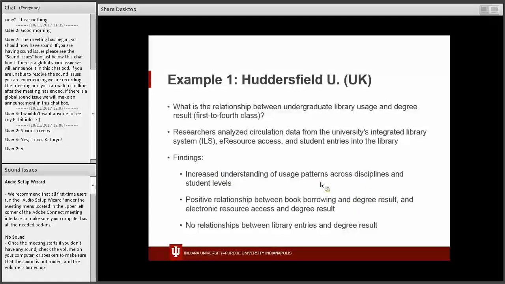So Huddersfield University in the UK wanted to know what the relationship was between undergraduate library usage and degree result. And first to fourth class here is how they categorize their degrees. Their findings were that it increased understanding of usage patterns across disciplines and student levels. There's a positive relationship between book borrowing and degree result, and electronic resource access and degree result. But there was no relationship between library entries and degree results.